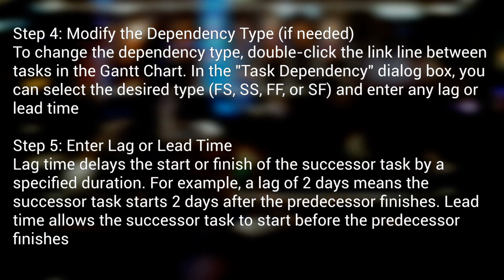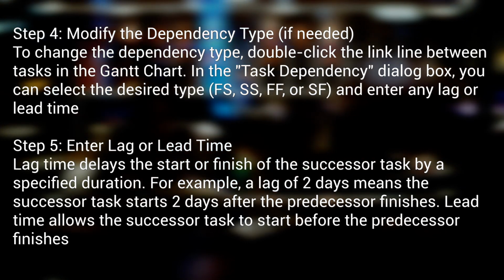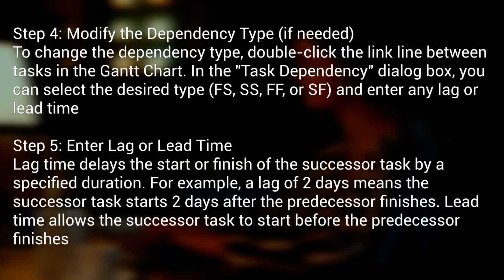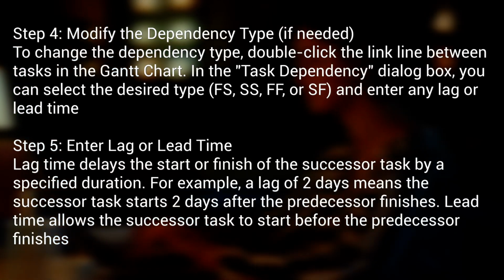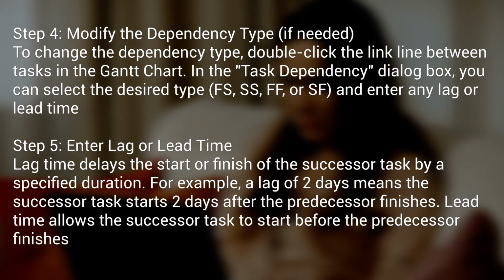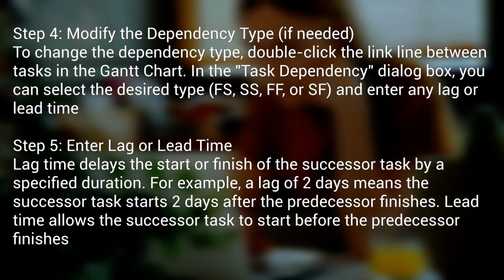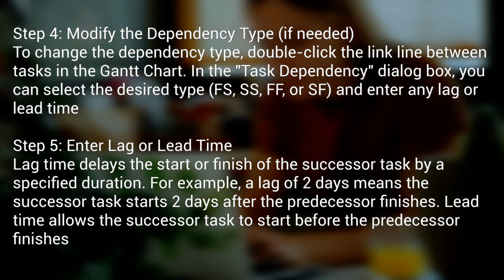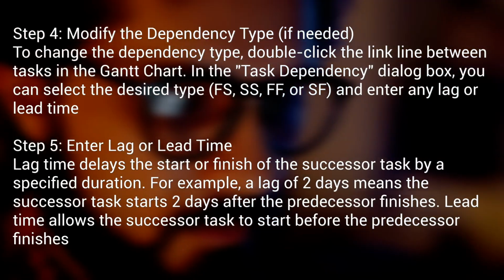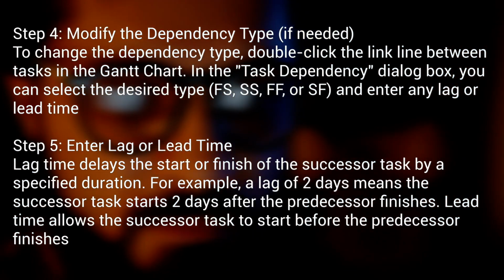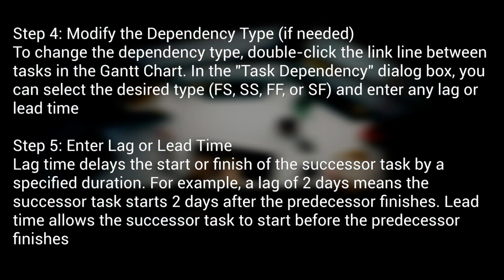Step 4. Modify the dependency type, if needed. To change the dependency type, double-click the link line between tasks in the Gantt chart. In the Task Dependency dialog box, you can select the desired type, FS, SS, FF, or SF, and enter any lag or lead time. Step 5. Enter lag or lead time. Lag time delays the start or finish of the successor task by a specified duration. For example, a lag of 2 days means the successor task starts 2 days after the predecessor finishes. Lead time allows the successor task to start before the predecessor finishes.